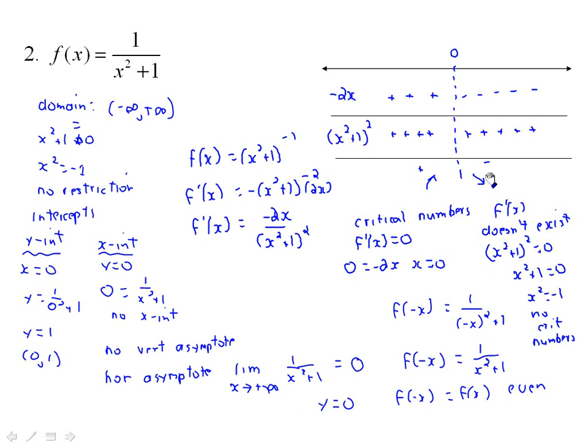So I'm going to get some space, and I'll go further with that. So a local max at x is equal to 0. So when we find out what the y-coordinate is, f at 0 is equal to 1 over 0 squared plus 1. So f at 0 is equal to 1 over 1. So (0, 1). Now you could put this on the graph right away, if you wanted to. That's going to be the max value.